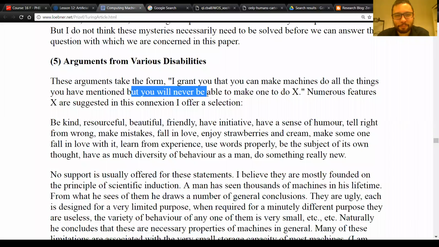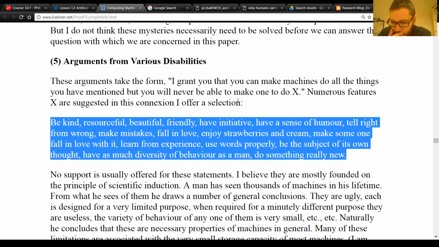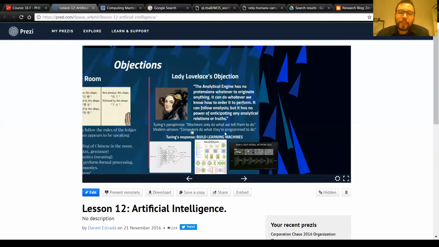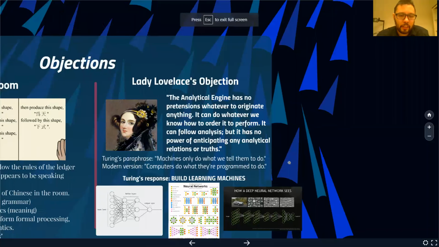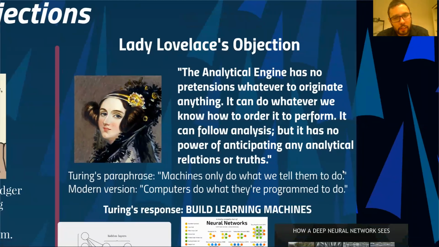Because there's this argument from various disabilities that there's some X that machines can never do. You might have your own versions of these: machines can't fall in love, have emotions, or whatever. I'm emphasizing this because the other objection that we talked about last time, Lady Lovelace's objection, is not like that. Lady Lovelace's objection is not an objection that machines can't do X for some X. In fact, Lady Lovelace argues explicitly that machines can do whatever we know how to order them to perform.